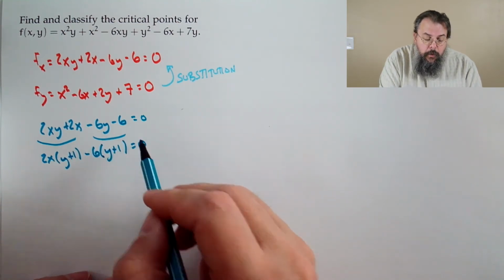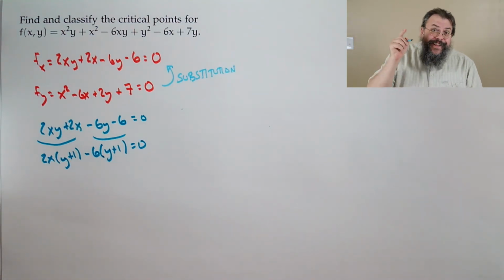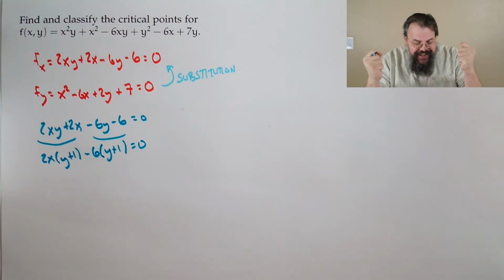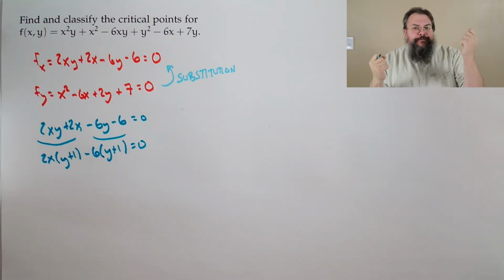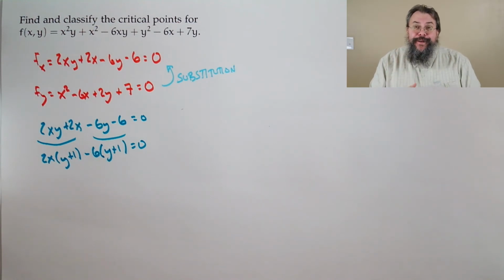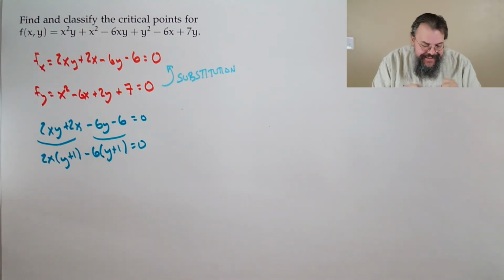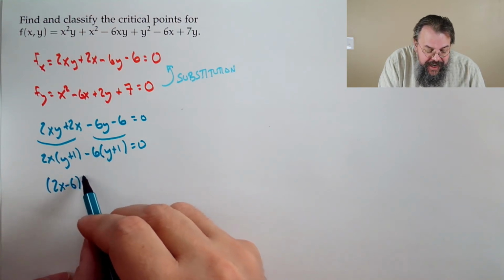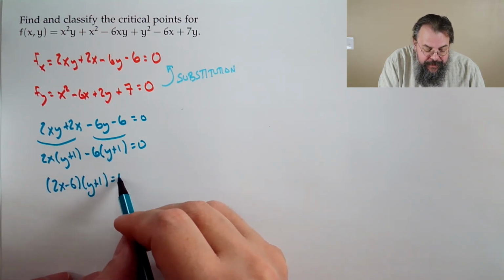And then we're like, whoa. Those beautiful calculus people, they did it! Look at it! Oh, magnifique! Because look, they both have y plus 1 in common. This is great. All right, so 2x minus 6 times y plus 1 equals 0.